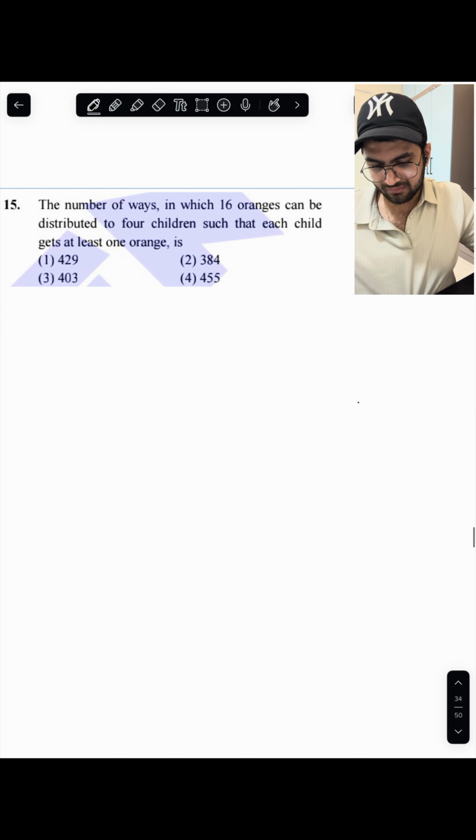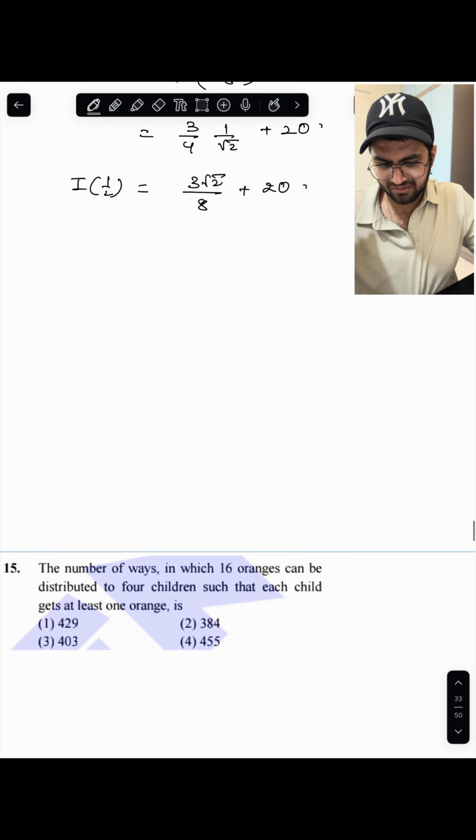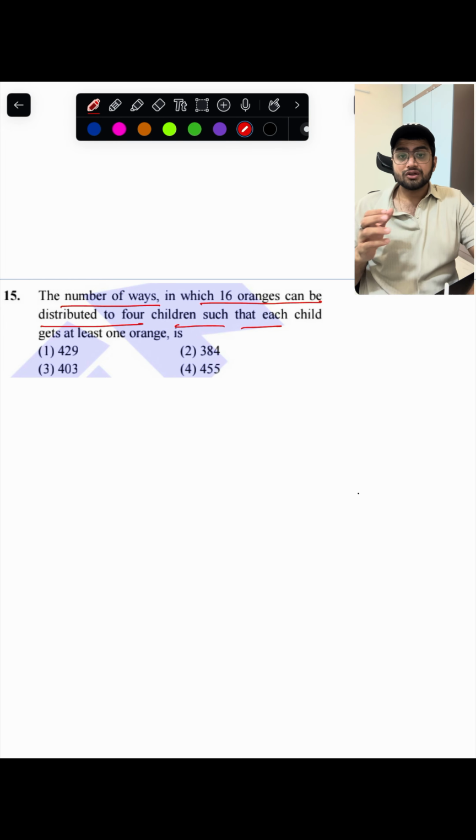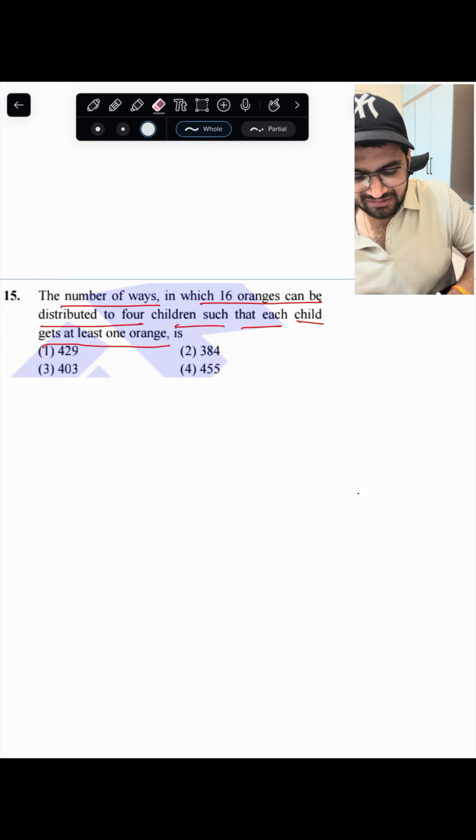Okay, 15th question. So the 14th question is a kind of lengthy question. Yeah, but anyways, let's go to the 15th question. What is given? The number of ways in which 16 oranges can be distributed to 4 children, such that each child gets at least 1 orange. It's a very simple question, a direct question only. So that means there are 4 children. Let us say x1, x2, x3, x4 are children, right?